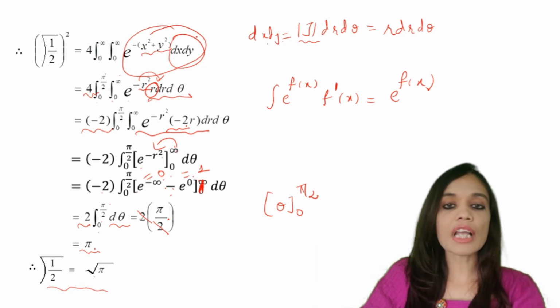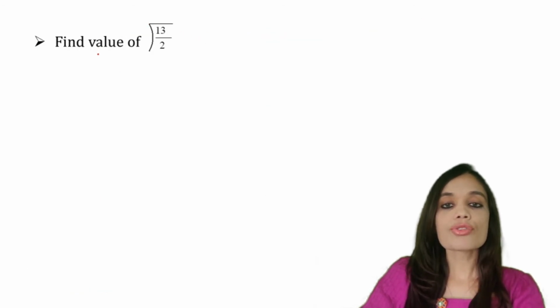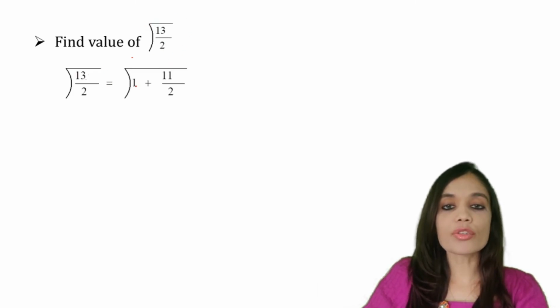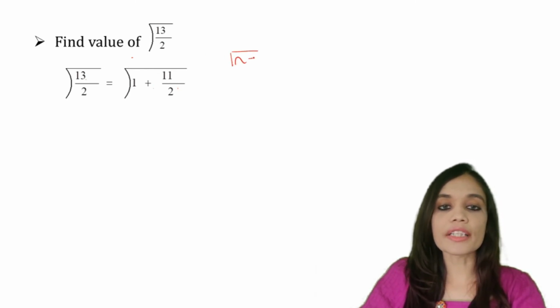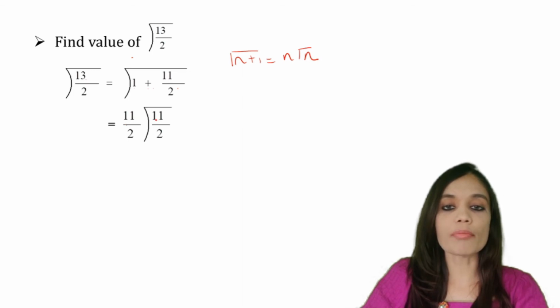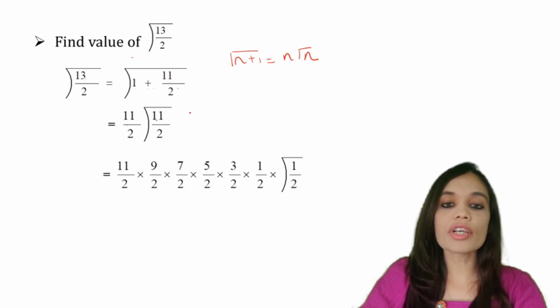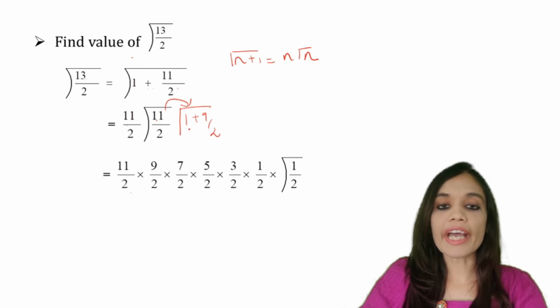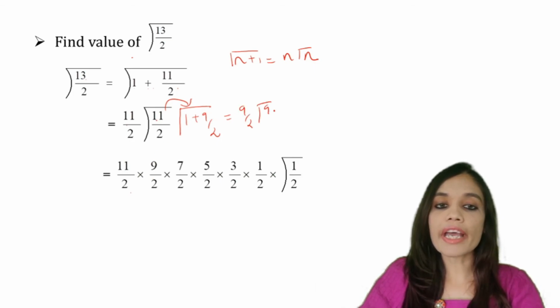Okay, now let us solve one example. We have to find the value of gamma 13 by 2. So we write this gamma 13 by 2 as 1 plus 11 by 2. Now we know the formula, that gamma n plus 1 is equal to what? n gamma n. So this can be written as 11 by 2 gamma 11 by 2. Now we'll convert this into what? 1 plus 9 by 2, right? So we'll get 11 by 2 into 9 by 2 gamma 9 by 2.